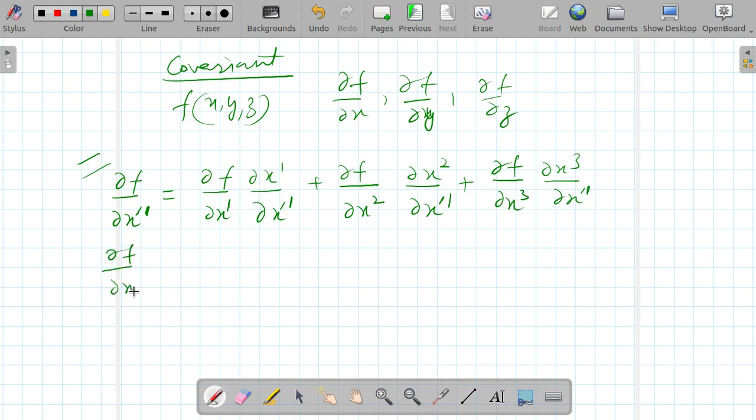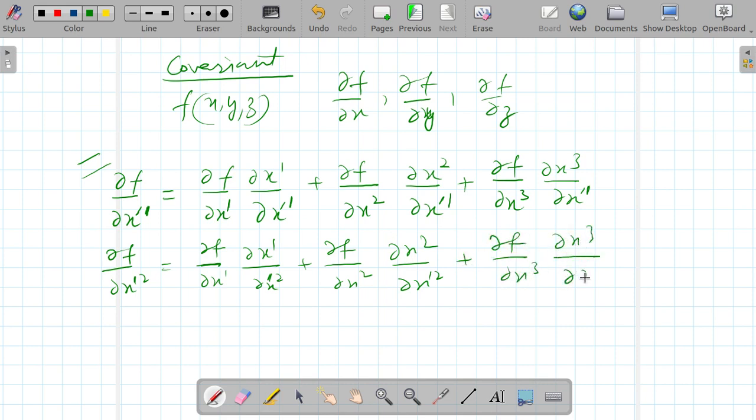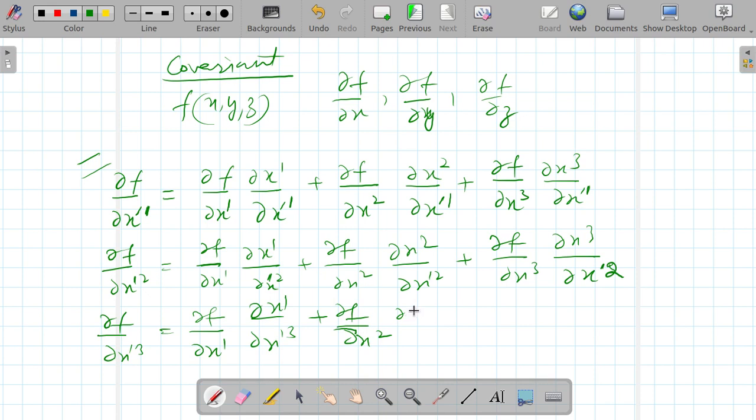Similarly, this curly f over curly x2 prime can be written as curly f over curly x1 and curly x1 over curly x2 prime, plus curly f over curly x2 and curly x2 over curly x2 prime, plus curly f over curly x3 and curly x3 over curly x2 prime. And similarly, curly f over curly x3 prime is represented as curly f over curly x1 and curly x1 over curly x3 prime, plus curly f over curly x2 and curly x2 over curly x3 prime, plus curly f over curly x3 and curly x3 over curly x3 prime. This is how things can be written.